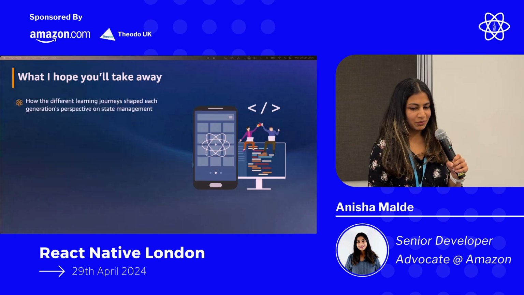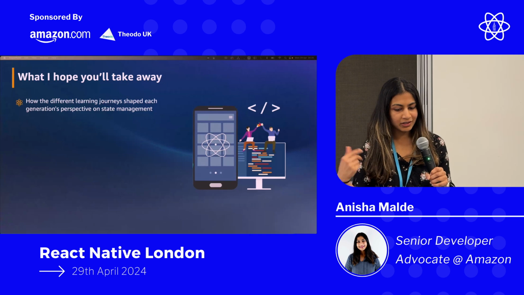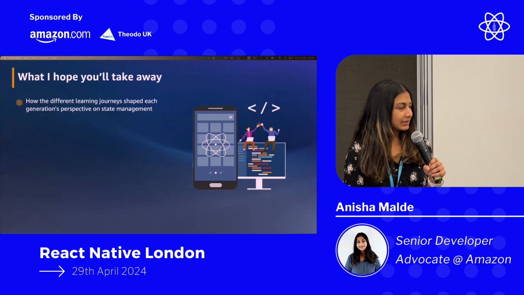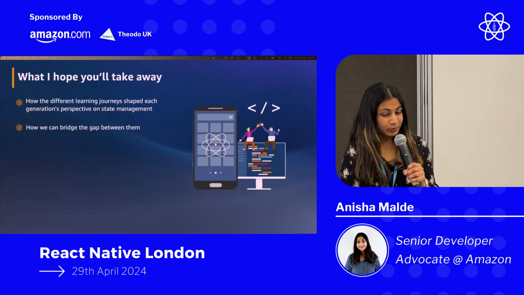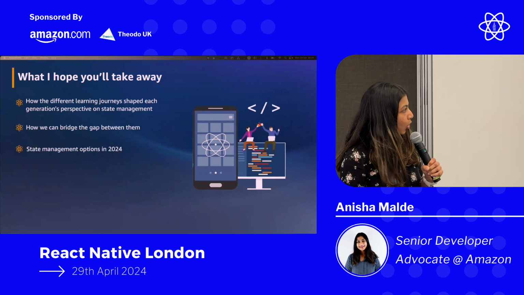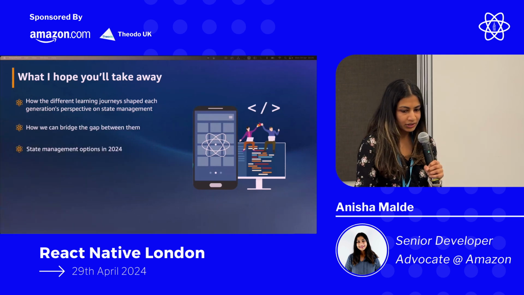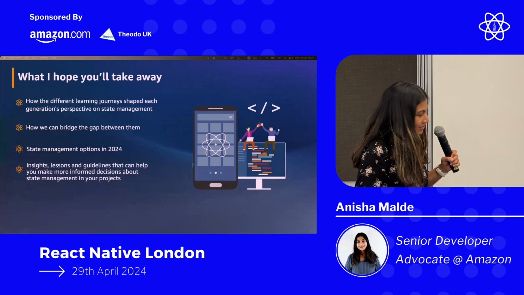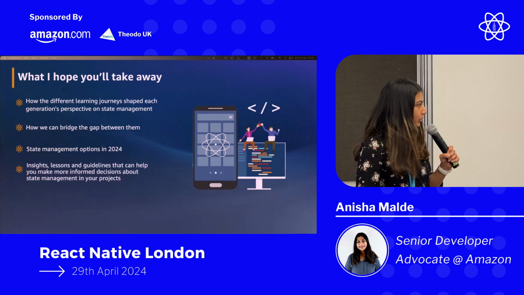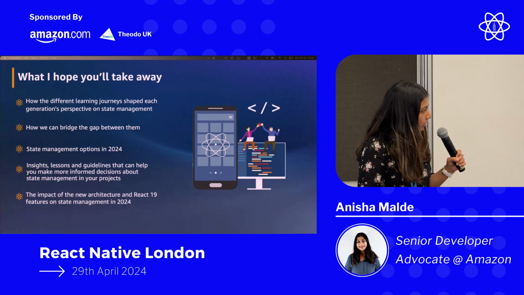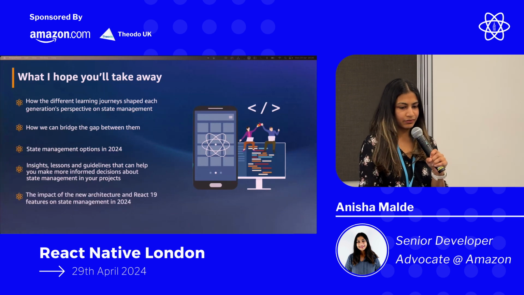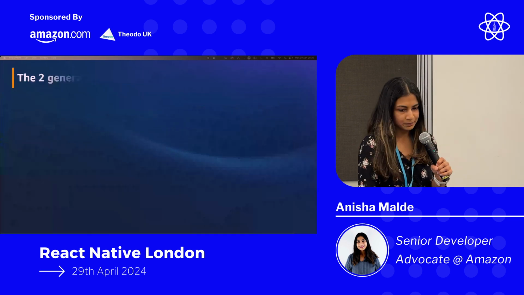So first thing we're going to talk about is how were the different learning journeys different and how did they shape each generation's perspective on state management? How can we bridge the gap between them? The options for state management in 2024, my insights, lessons, and hopefully some guidelines that can help you make a better decision. And then the impact of the new architecture and React 19's new features on state management.